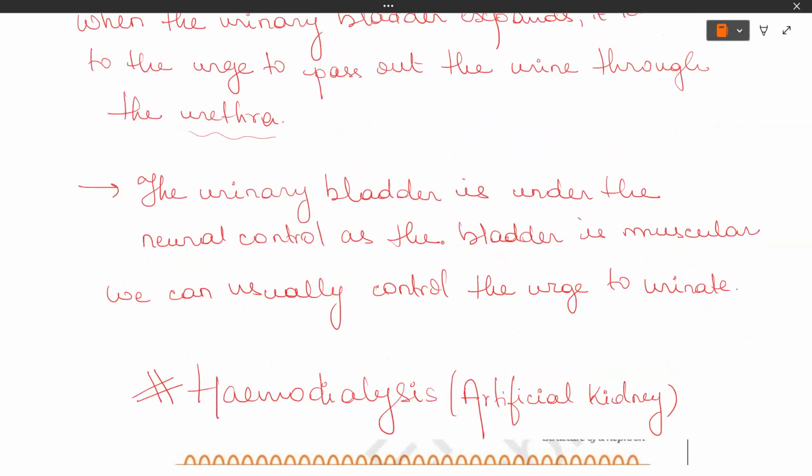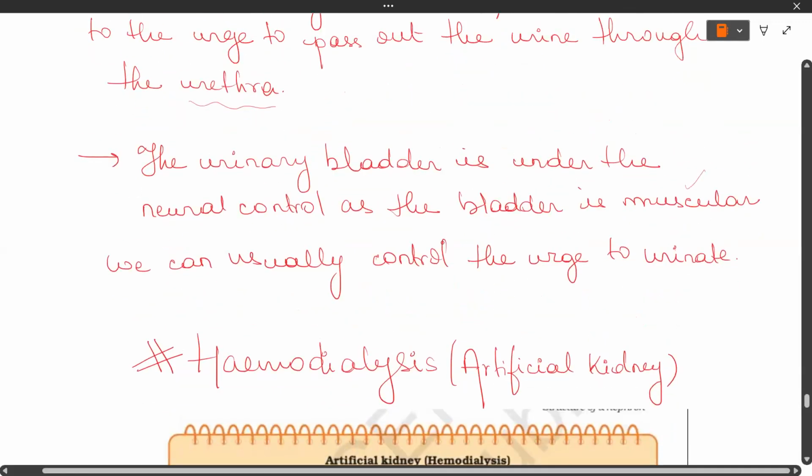Whenever the bladder gets full, a signal is sent to the brain, and then the brain makes us want to finally urinate. It is also under muscular regulation. So it is neural control, and the bladder is basically muscular in nature. It is a muscle. So it is controlled by the nervous system, and then we have that urge to urinate.